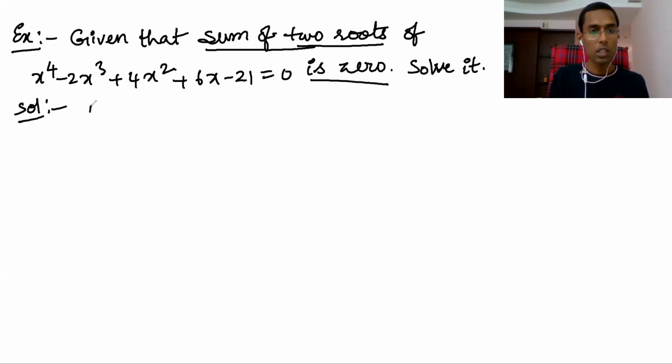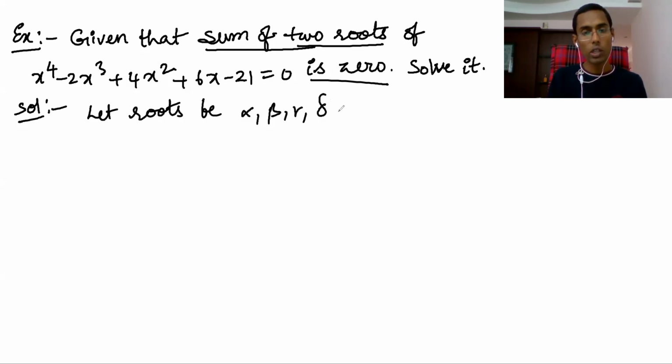Let's take the roots. Let the roots be alpha, beta, gamma, delta. What is given? The sum of two roots, alpha plus beta, let's say, is 0. This is what is given, and then you need to solve this.